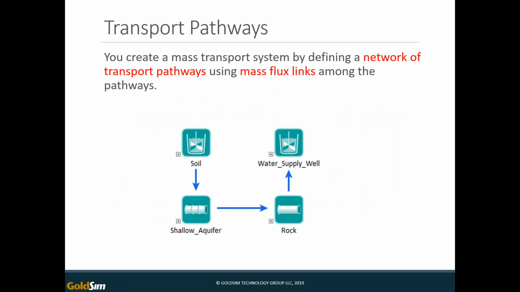When we build a contaminant transport model in GoldSim, we're going to hook these pathways together to simulate the system, and we're going to link these pathways together via mass flux links that say what is the process that moves mass from here to here. Typically, the process that moves mass from one location to the other is advection. We're moving a fluid, or we could actually move a solid from one location to the other, and it's going to carry mass with it. Or diffusion. We're going to diffuse mass from one location to the other.